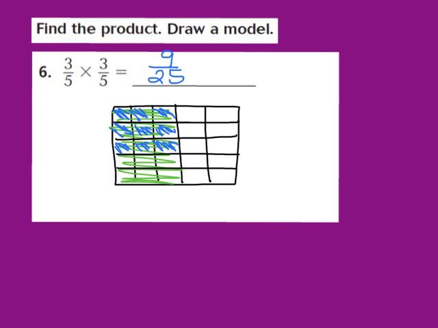Now, with the fraction 9/25, we can't simplify. There's not a number that goes into both a 9 and a 25, so we're going to go ahead and circle that 9/25, and that is our product.